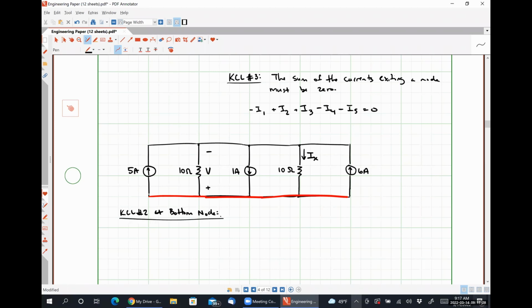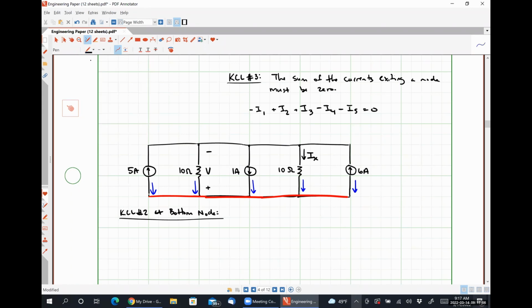So we are treating all currents as if they are entering the node. So that means we're looking for this current, this current, this current, this current, and this current. And we're going to add them all together and set it equal to 0, because those are the 5 currents that are entering the bottom node.